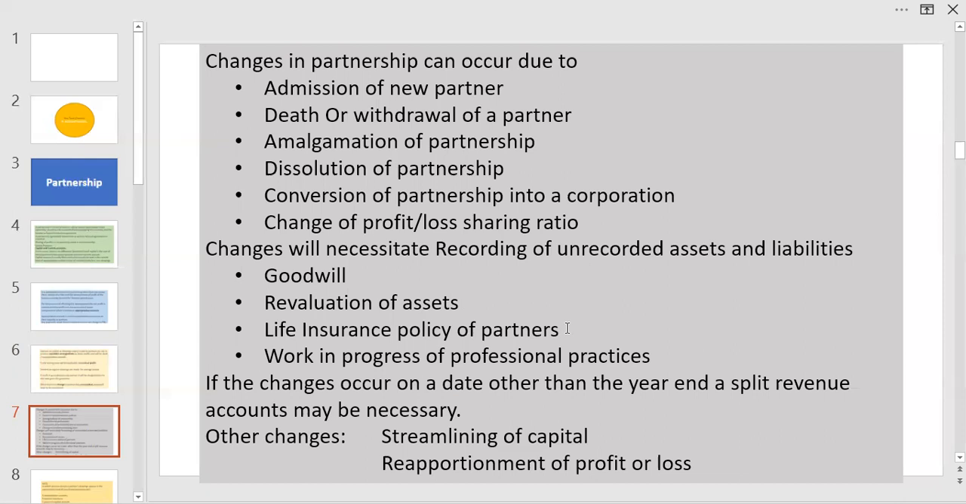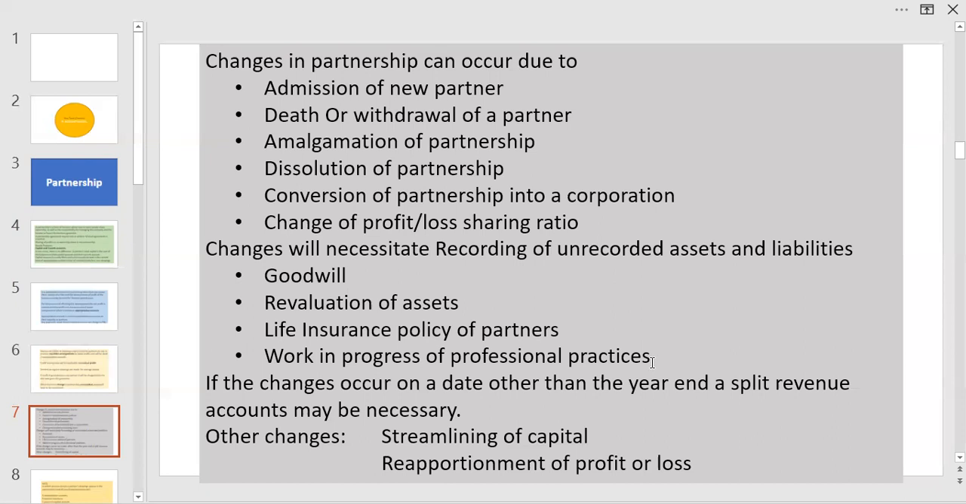In case of the death of a partner, the partnership may not have enough liquidity to settle. Selling some assets of the business can harm the business. In order to avoid this, the life insurance policy amounts will be used to settle with the representative of the deceased partner. The next one is work in progress of professional practices.